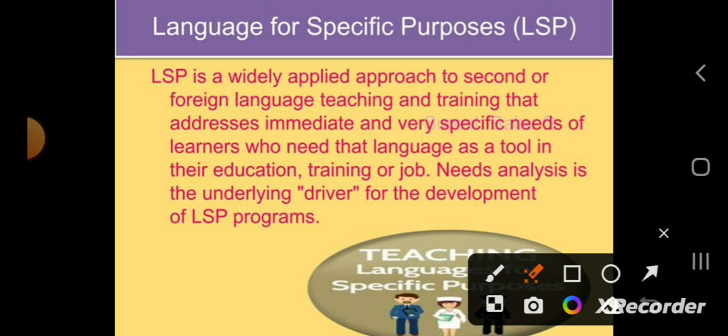The outcome of this analysis guides the creation of tailored curricula and materials that address those specific needs, ensuring that language instruction is relevant and practical for the learner's goals. LSP is a widely applied approach to second or foreign language teaching and training that addresses immediate and very specific needs of learners who need that language as a tool in their education, training, or job. Needs analysis is the underlying driver for the development of LSP programs.